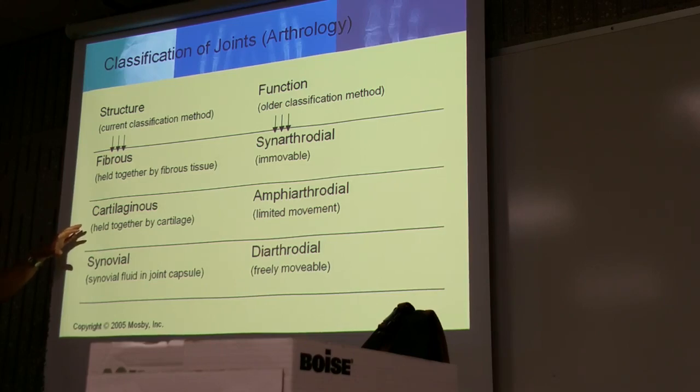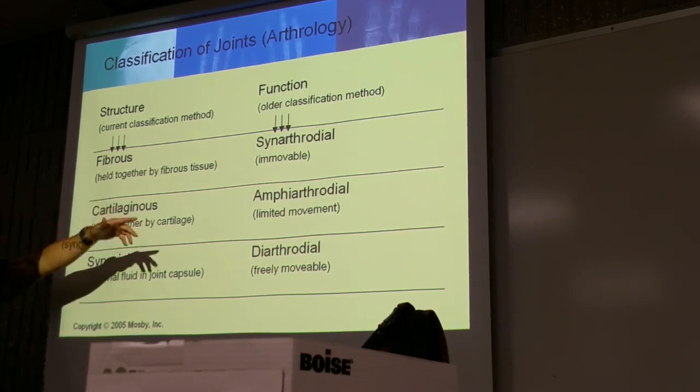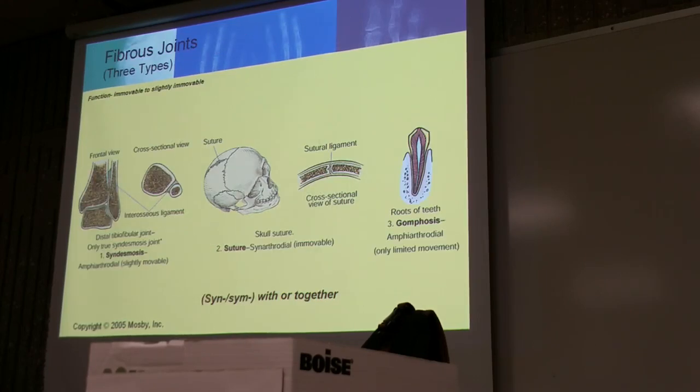Cartilaginous, held together by cartilage and then fibrous structure. This is the old way of classifying. This is the new way of classifying. It depends on the school of thought. We will discuss both function as well as structure type of classification of the joints.